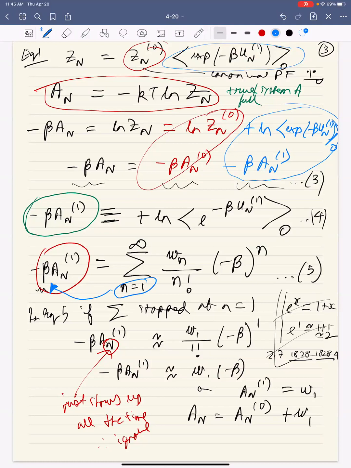So we start at n is equal to 1, and that's where we stop. That's the simplest thing we can do. We just consider the first term. It's like looking at e to the power x and stopping at 1 plus x. That's what we're doing here.